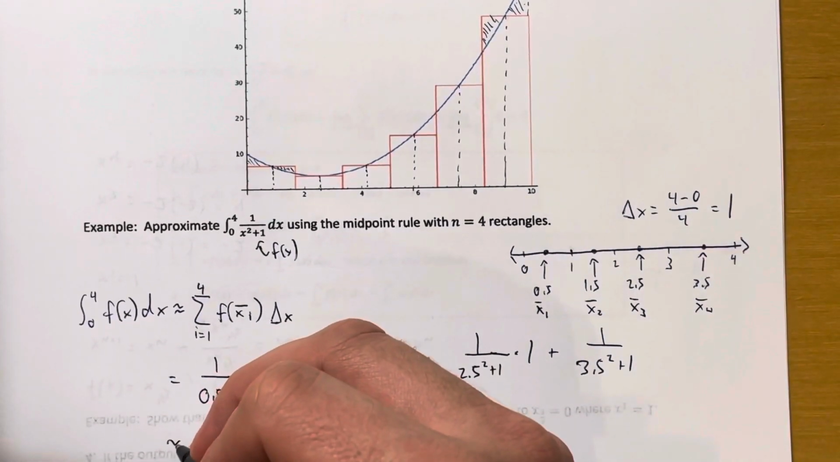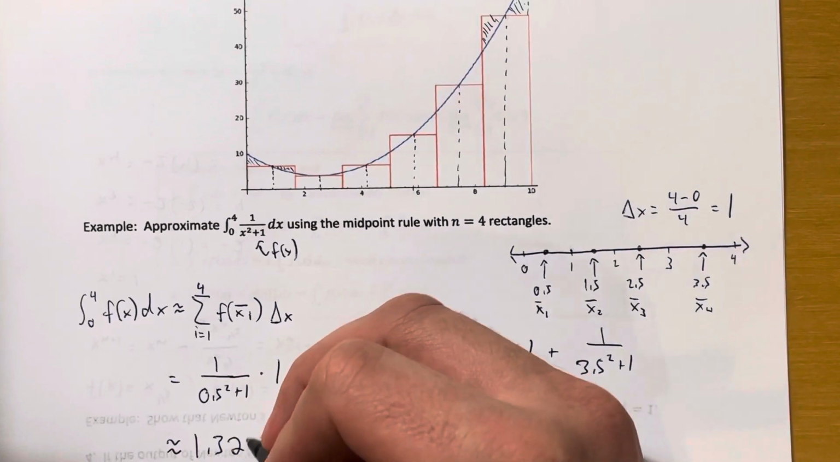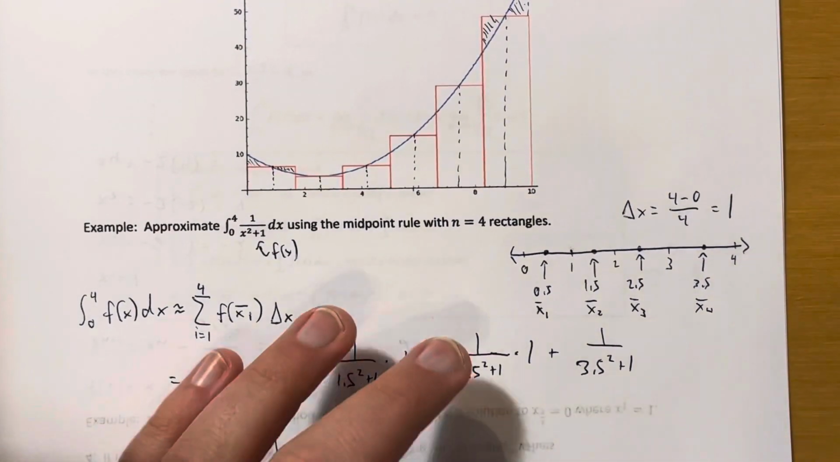And again, use a calculator here. This comes out to approximately 1.321. Okay? So that's what we call the midpoint rule.